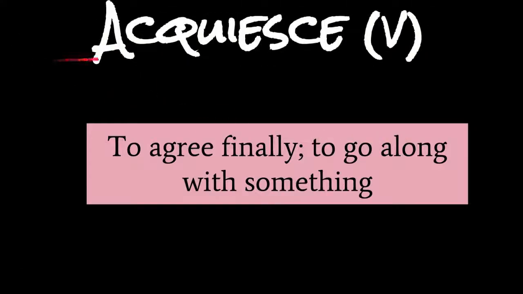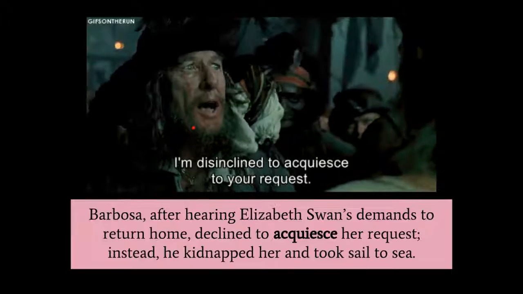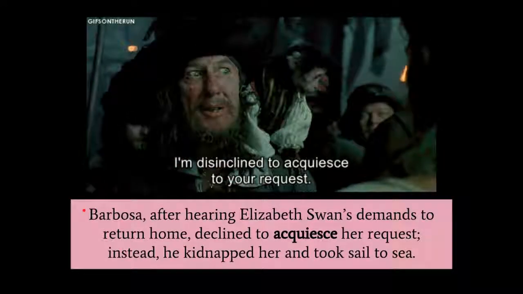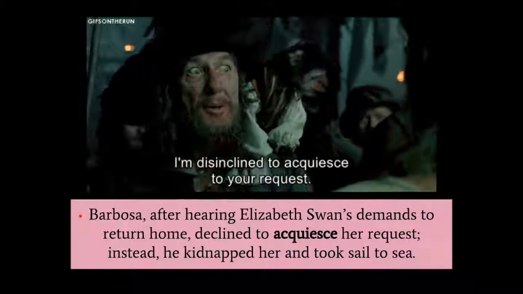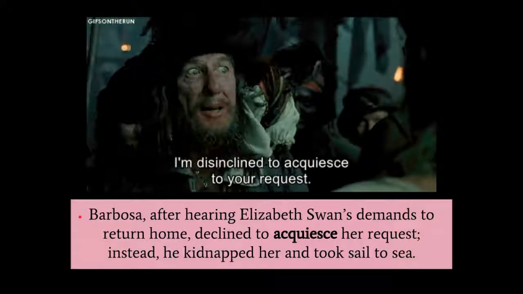Our next word is acquiesce, which is a verb. It means to agree finally to go along with something. So when you acquiesce, it has connotations of giving in. There's been an argument, someone has asked you over and over again, and finally they give you what you want. That's acquiesce. So here we have Barbosa, after hearing Elizabeth Swann's demands to return home, declined to acquiesce to her request. Instead, he kidnapped her and took sail to sea.